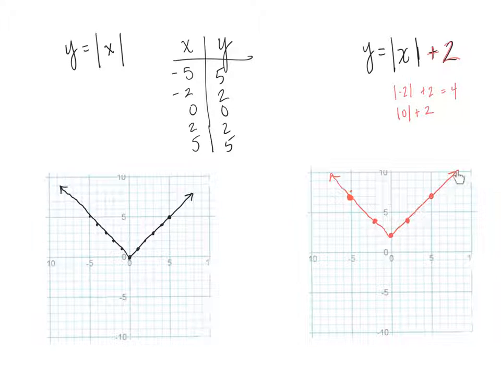It's still all of the same points. It has the exact same slope on either side. It's just been shifted up. So when I add or subtract something to my function, I'm going to shift it vertically, one direction or the other. Okay, let's look at a different form of translation.